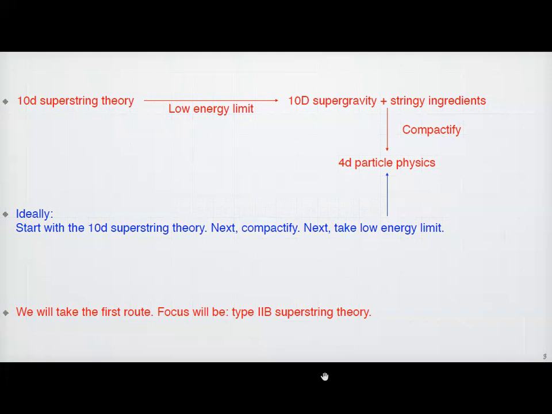Ideally, you want to start with the 10D superstring theory, then compactify, and then take the low energy limit. In most cases, these two procedures commute, but there are examples where they do not. But in any case, for this talk, we take the first two. And we will focus on a specific superstring theory, which is the type IIB superstring theory.